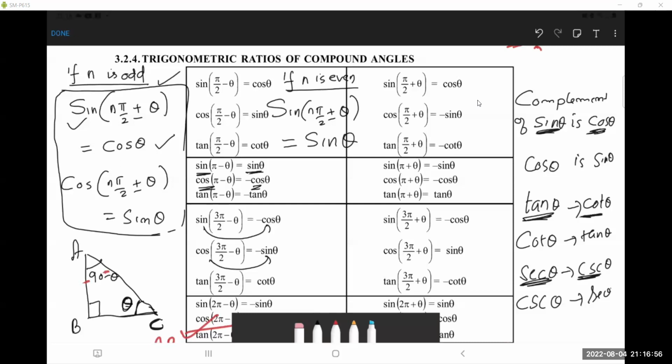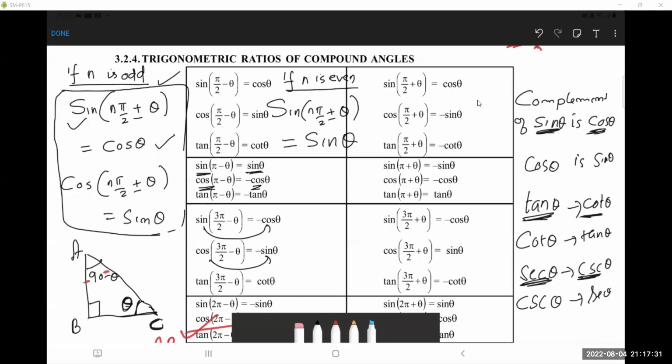Once you please write all this. If n is odd, then sin of n pi by 2 plus or minus theta will be cos theta, and if n is even, it will be the same. This is the easiest way to memorize this. Otherwise, memorizing all these formulas is difficult.